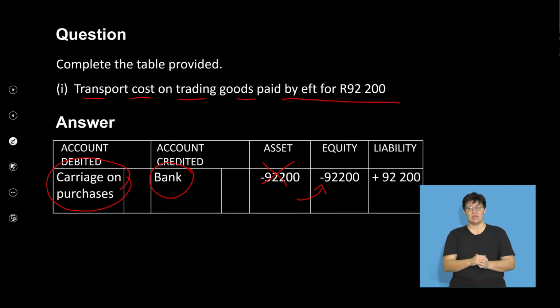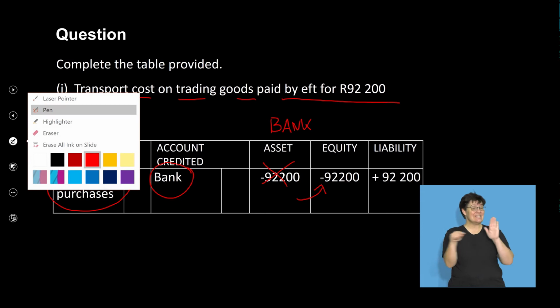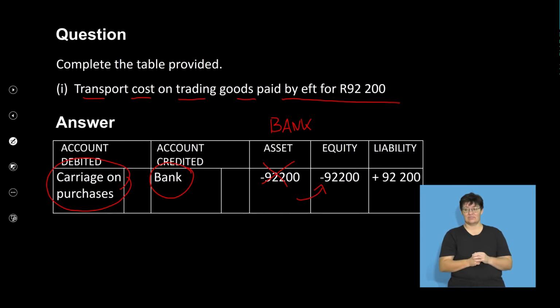that if bank was favorable, right? If your bank was favorable, then it would mean that your asset would decrease by 92,200. So I'm showing you both. However, when your bank is unfavorable, now watch what happens here. This is when your bank is unfavorable. Now your bank account is no longer regarded as an asset, but it's now regarded as a liability.